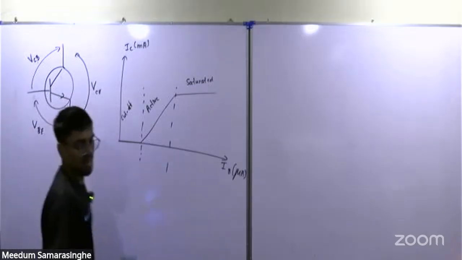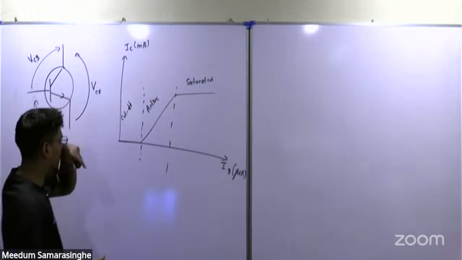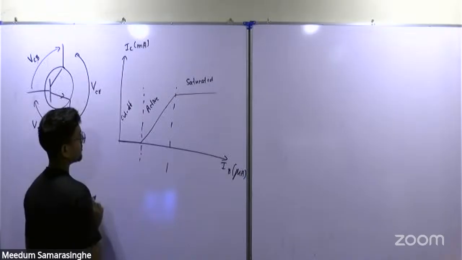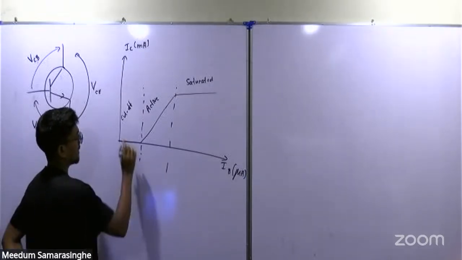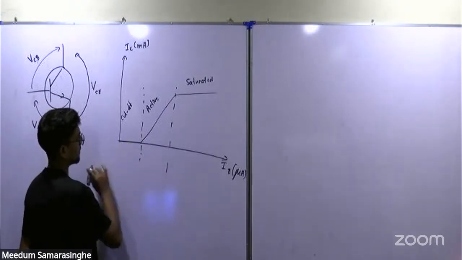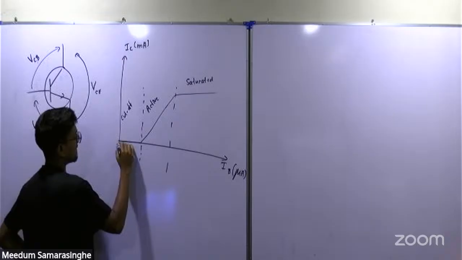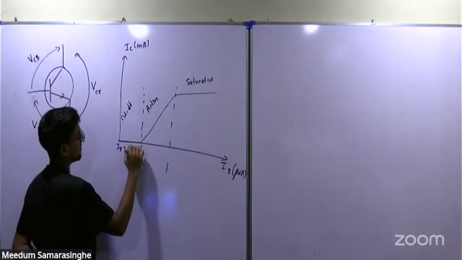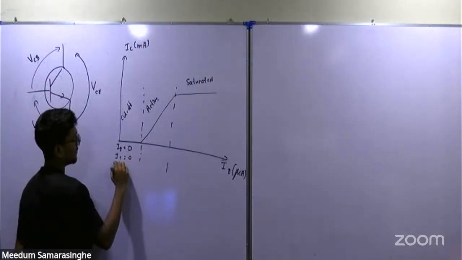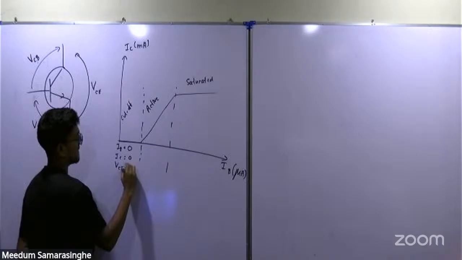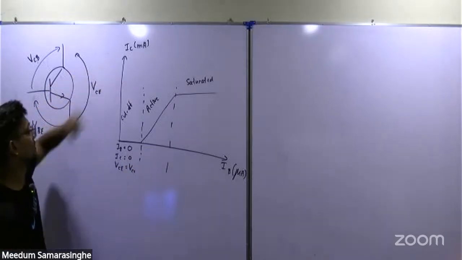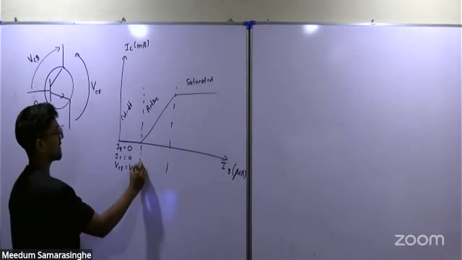Can you remember, Haribata, in the cutoff region, IB equals 0, IC equals 0, and VCE is equal to VCC. VCC is the supply voltage. VCE equals VCC in the cutoff region.